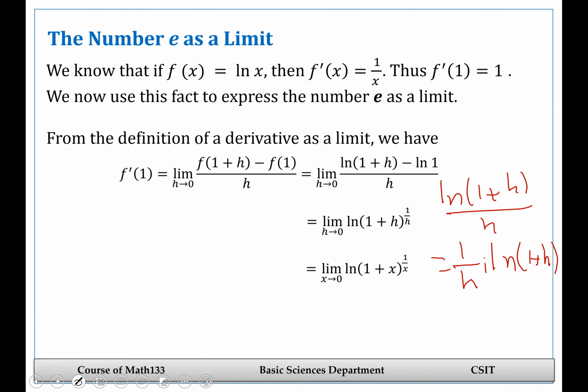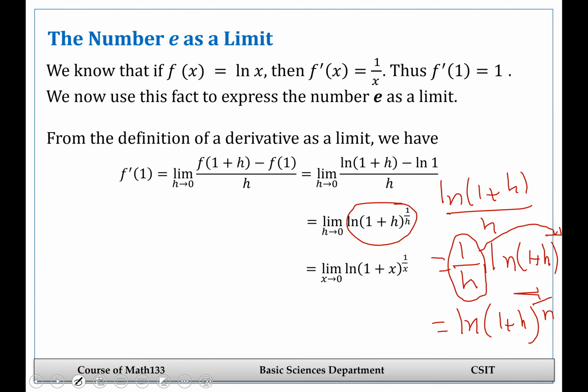So this coefficient here can go to the exponent of the function inside the ln. So this is in fact equal to ln of 1 plus h power 1 over h. Okay, that's why we wrote this condition. We can change the variable, of course, it doesn't matter h or x. So we can write this like that. And in fact, this is equal to f prime when f is the ln, but f prime of 1 is equal to 1. So this limit is equal to 1, in fact.